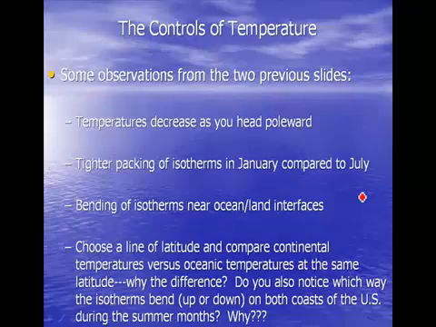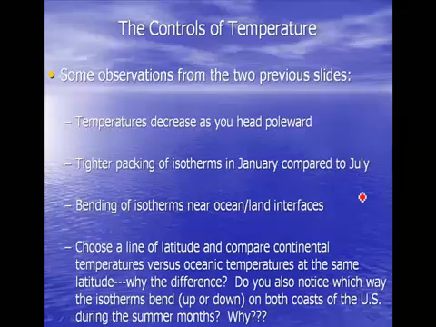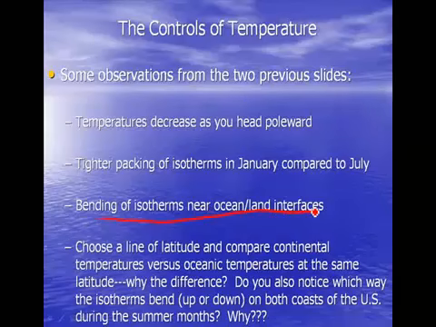So, to summarize some observations in terms of the controls of temperatures: temperatures typically decrease as you head poleward. We have a tighter packing of isotherms in January compared to July, and we'll learn why that occurs in a few lectures. Notice also the bending of isotherms near ocean-land interfaces. That has something to do with the heat capacity of land compared to oceans.